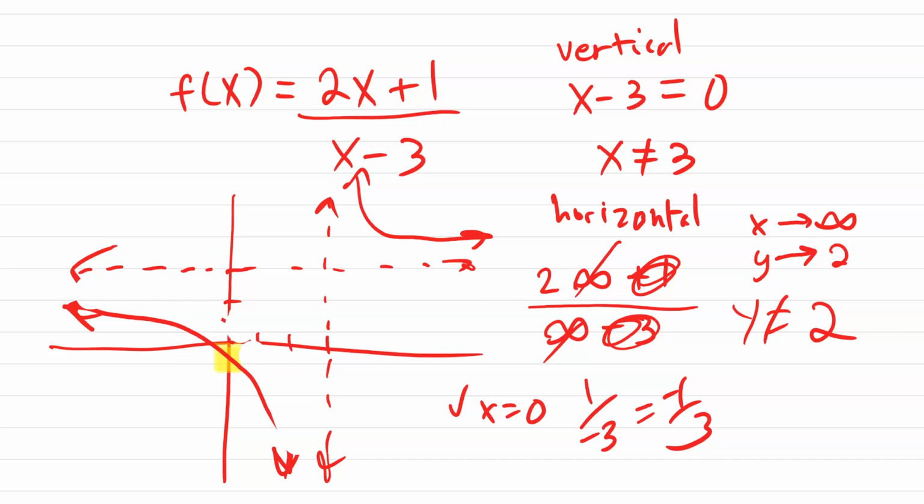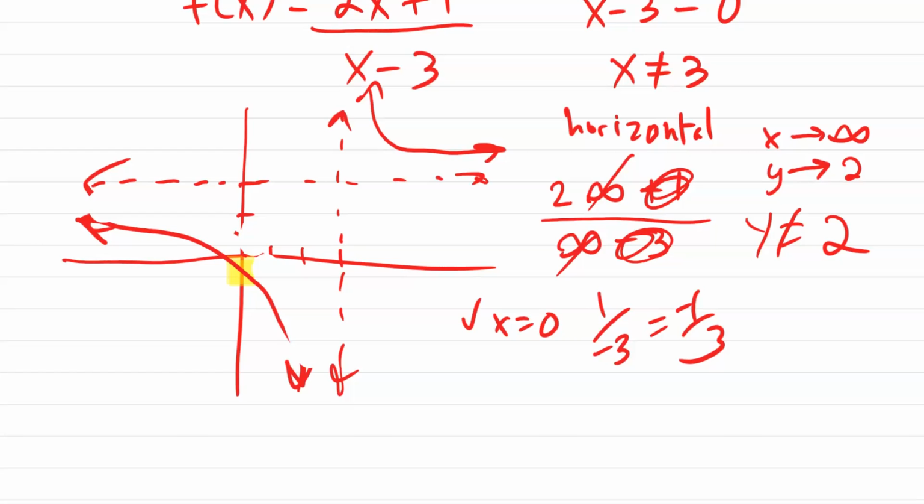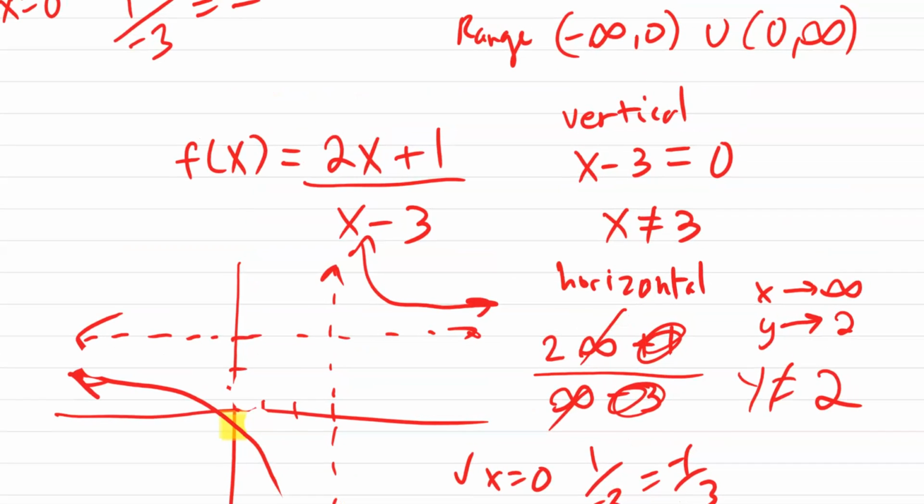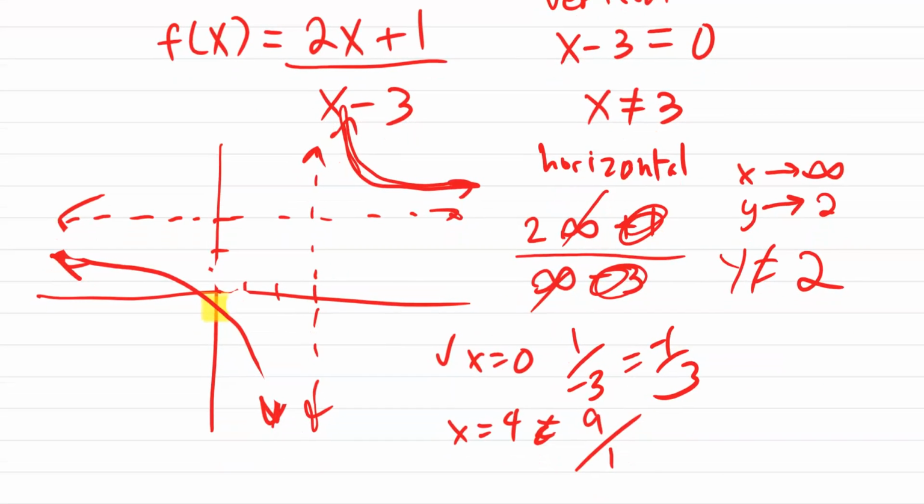If I check past it, 1, 2, 3. Well, I can't check 3, I'd have to check 4. I would get 8 plus 1 is 9 over 1. Where does that put it? Up in this region. So if you can get really good at just thinking about the infinities, you can find both the vertical and horizontal asymptotes on some of these really quickly.